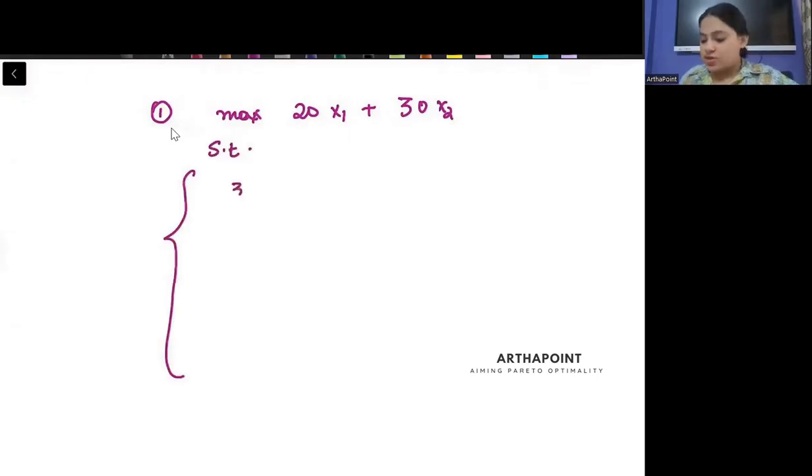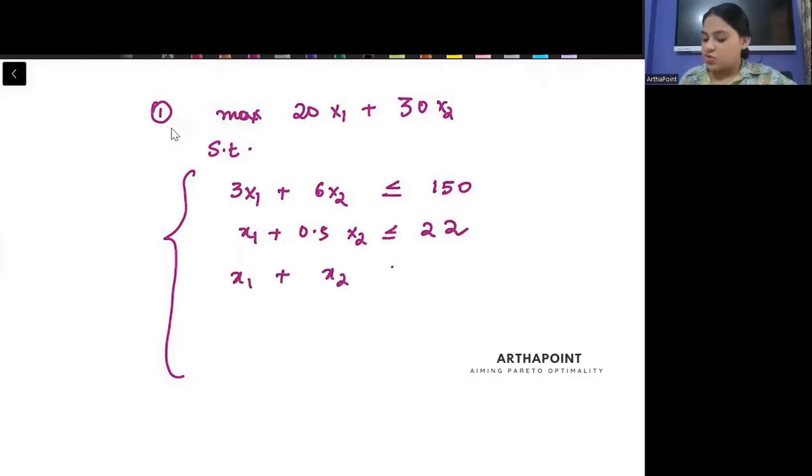Beta, what was the first constraint? 3x1 plus 6x2 less than or equal to 150. What is the second constraint we had? x1 plus 0.5x2 less than or equal to 22. And the third constraint, what was it, beta? x1 plus x2 less than or equal to 27.5. These were the 3 constraints. I had to maximize this. This we already know.